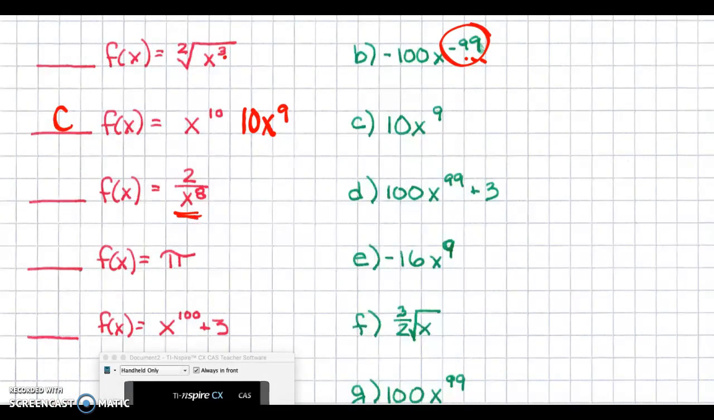The third one we're going to look at is one where the variable is on the bottom, which is right here. I'm going to rewrite that before I take its derivative. That's 2x to the negative 8th. So the derivative of that is going to be negative 16x down 1 unit to the negative 9th. There it is at choice E.